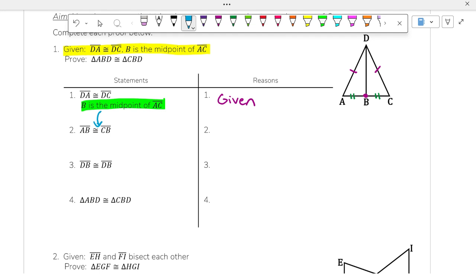Why? Why can we say that these two little pieces are congruent because B is the midpoint? What's true about a midpoint? Right, a midpoint is going to be halfway between a segment. So obviously, the two pieces of segments on either side of the midpoint have to be congruent. So our reason for this is literally just the definition of a midpoint.